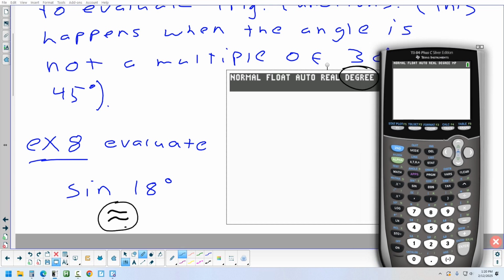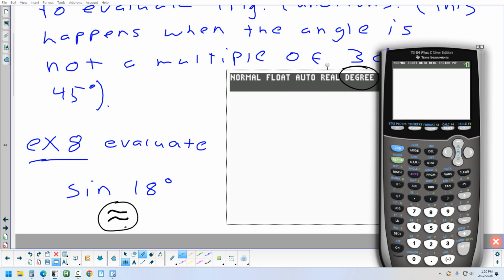To check or to change the mode that you're in, if you press mode at the top, you'll see at the fourth row down, two choices, radians and degrees. If you want to do a problem in radians, put it on radians, you hit enter. It'll always tell you right at the top what mode you're in. No matter what, most screens that you're in, you always see that at the top. So you always know.